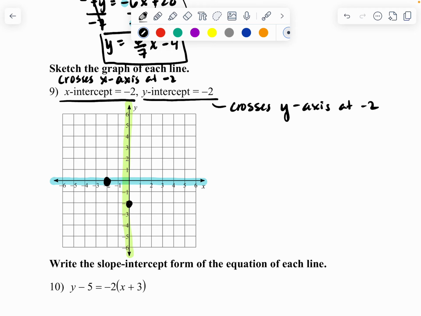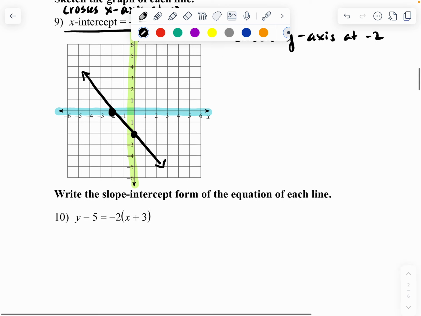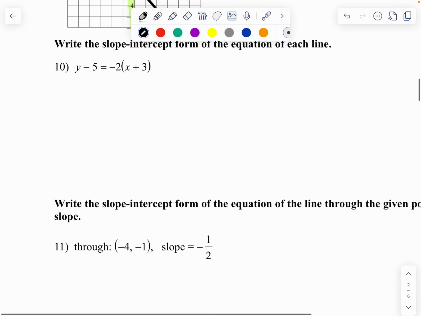Now, because I only need 2 points to make a line, oops, sorry about that. I've got 2 points, connect the dots, and you're good to go. So please don't miss that one. We're just testing to see if you know what an x and a y-intercept are. All right, write the slope-intercept form of the equation.